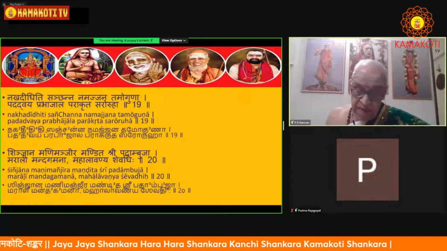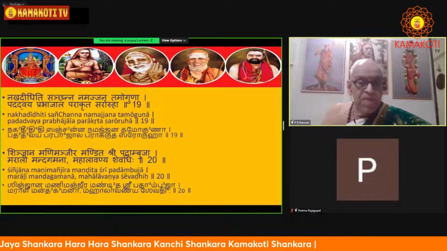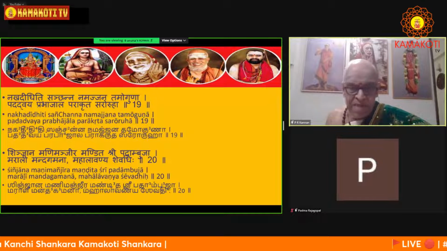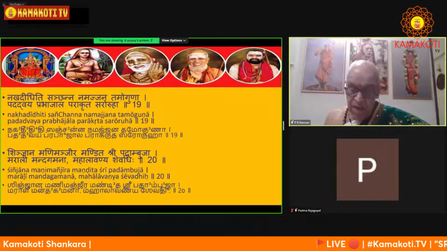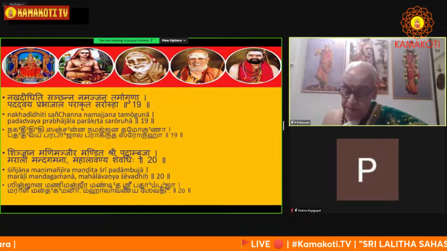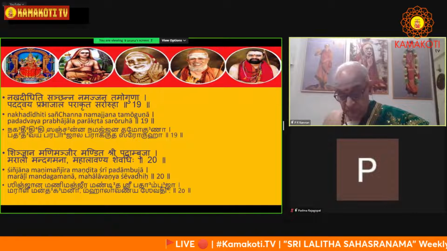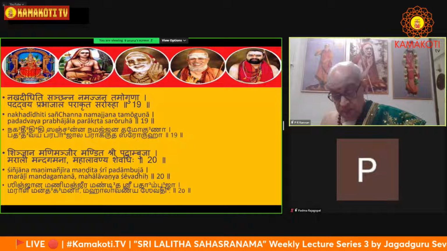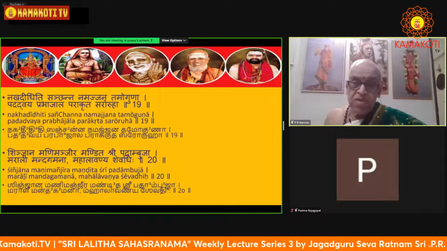Mahalavanya Shevadhi. Shevadhi means treasure, great beauty, Mahalavanya, treasure of great beauty. Now, that is also there in Saundarya Lahari. Today, I think we are somehow going back to Saundarya Lahari again and again because we went through it recently, maybe.